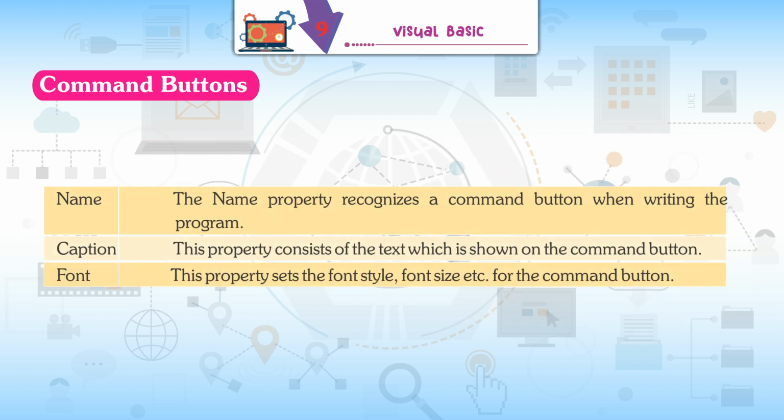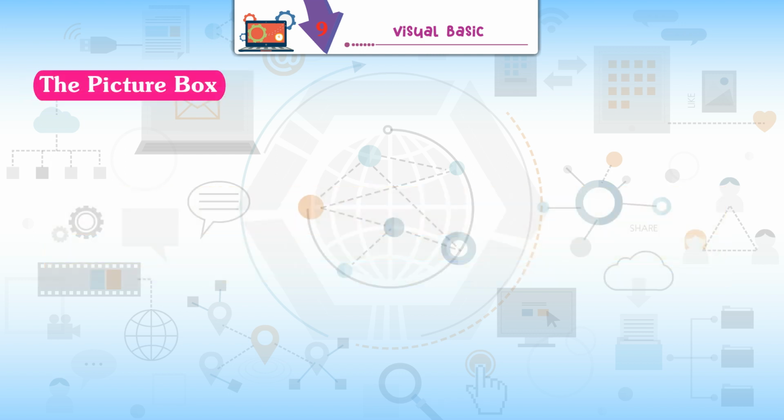Name. The Name property recognizes a command button when writing the program. Caption. This property contains the text which is shown on the command button. Font. This property sets the font style, font size, etc. for the command button. The picture box.